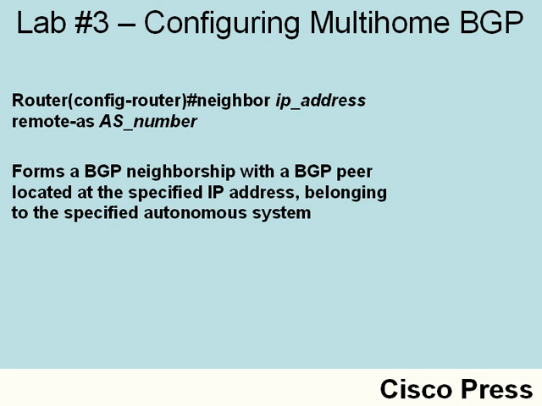We can say neighbor, followed by the IP address of that neighbor, followed by the keyword remote-as, remote autonomous system, followed by the autonomous system number that neighboring router belongs to. That's our game plan. Let's now go out and take a look at the configuration.